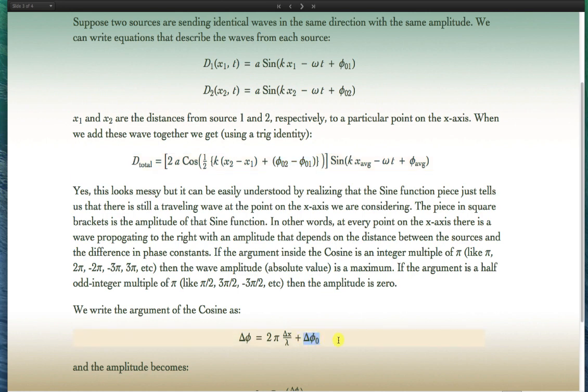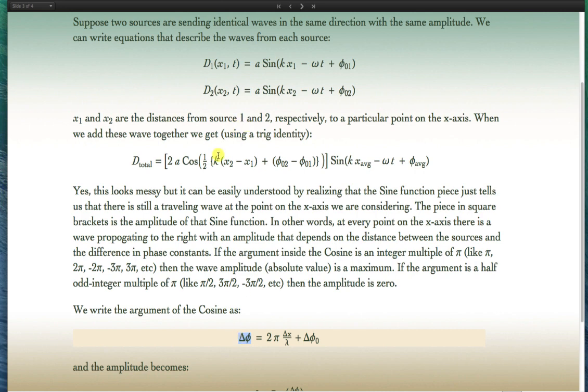If this phase constant difference is 0, that means they're doing exactly the same thing at the same time. If that phase constant difference is pi, that means they're doing opposite things at the same time. We say that they're out of phase with each other. And so this delta phi is a critically important thing.